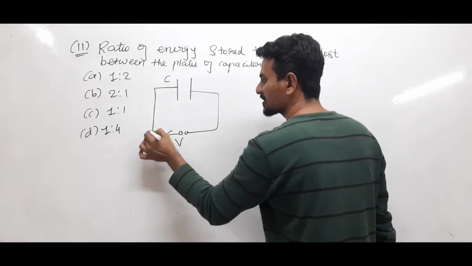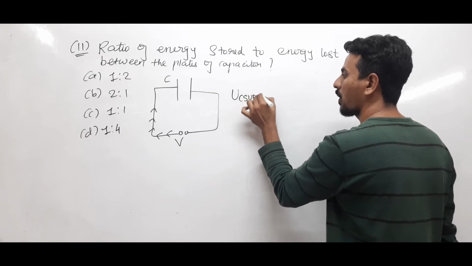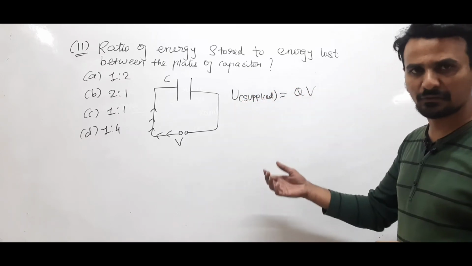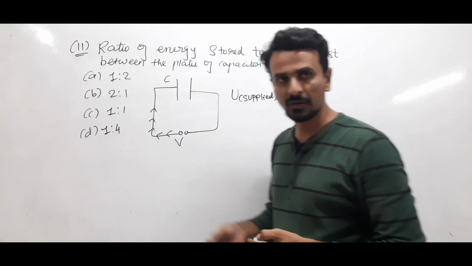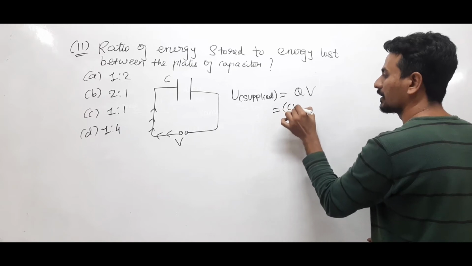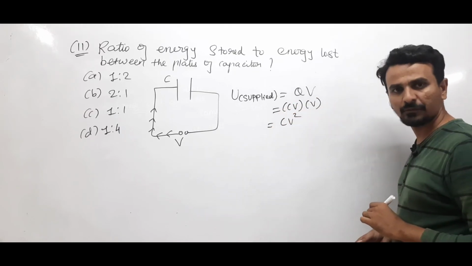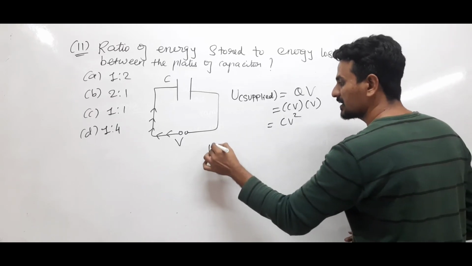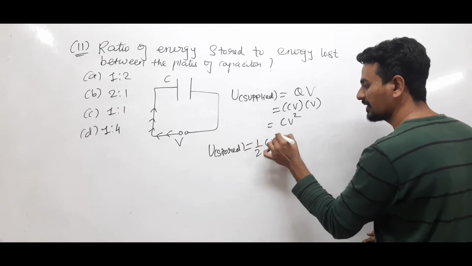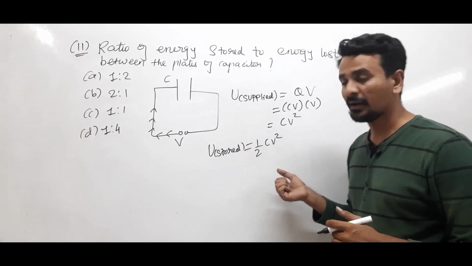Battery supplies charge Q, that means energy supplied is Q into V. V is the voltage of the battery and it supplies the charge Q, right? Let us place CV here, Q equals CV, into V. So CV square, right? But energy stored is half CV square. This is what we had derived in the theory.